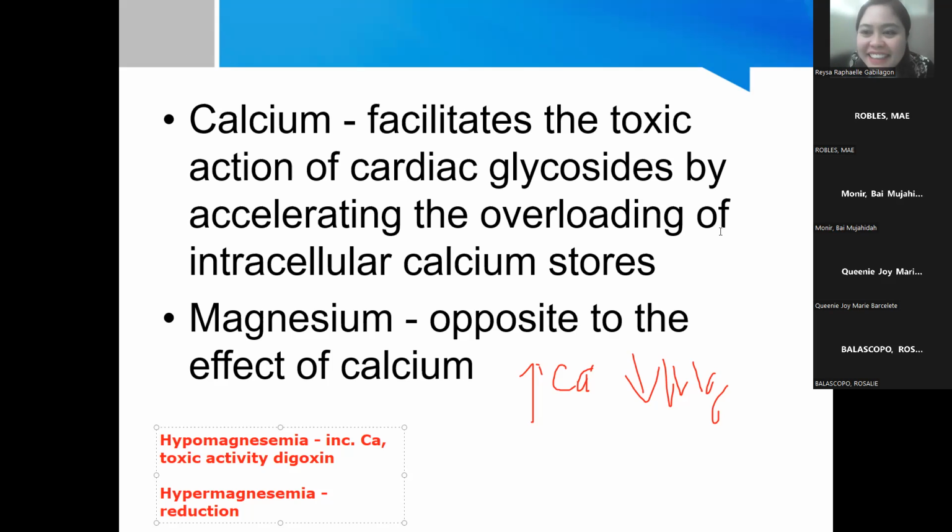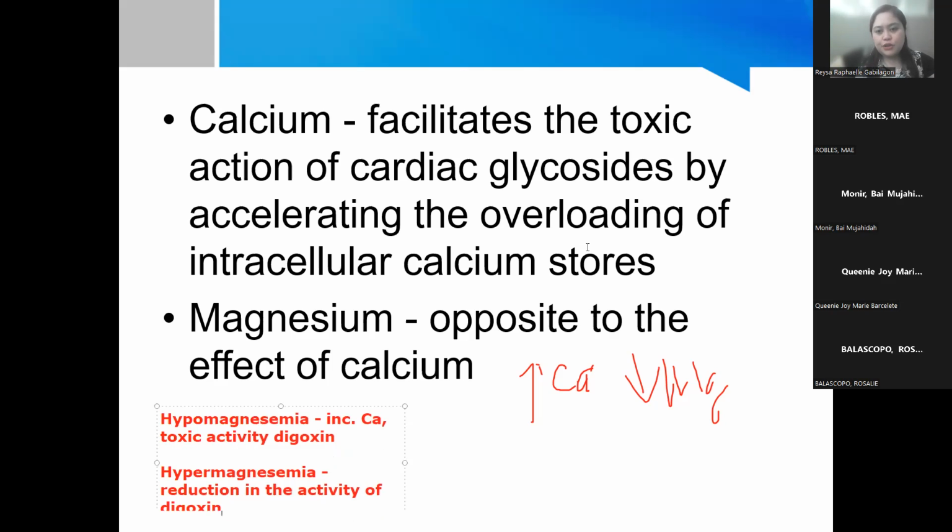Okay. Again, there will be a reduction in the activity of digoxin. So, yan yung mangyayari. Baliktad sila ni calcium.